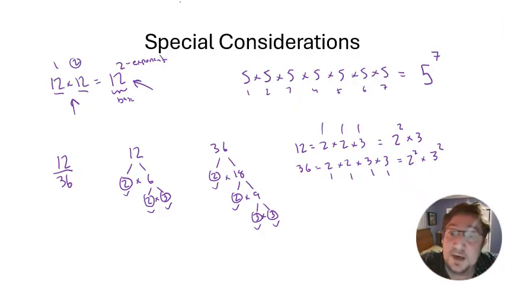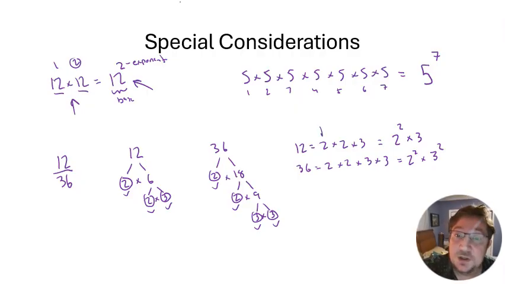Don't be freaked out if you see exponents there, because you can always turn exponents back into multiplication. Remember, 2 to the power 2 is just 2 times 2. 3 to the power 2, just 3 times 3. 3 to the power 4 is just 3 times 3 times 3 times 3, 4 times. So no big deal if they do that.